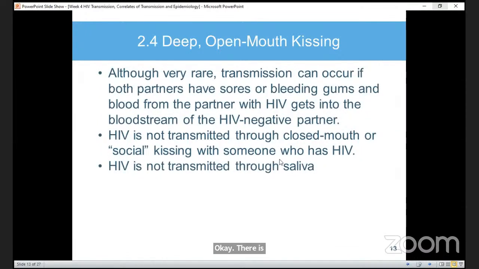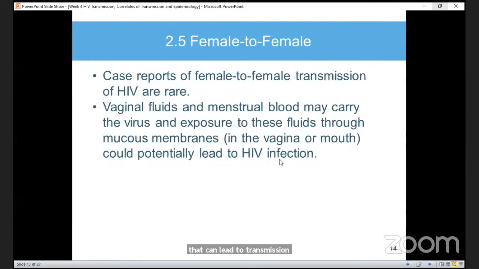Then we have deep or open mouth kissing, and this is very rare, unless there are conditions like the ones we mentioned under oral sex and biting. Either there are sores in the mouth, bleeding gums, or other diseases, for example Candida albicans or candidiasis, which can lead to transmission during deep mouth kissing. However, if you don't have these conditions, then there's no cause for alarm as far as transmission is concerned.